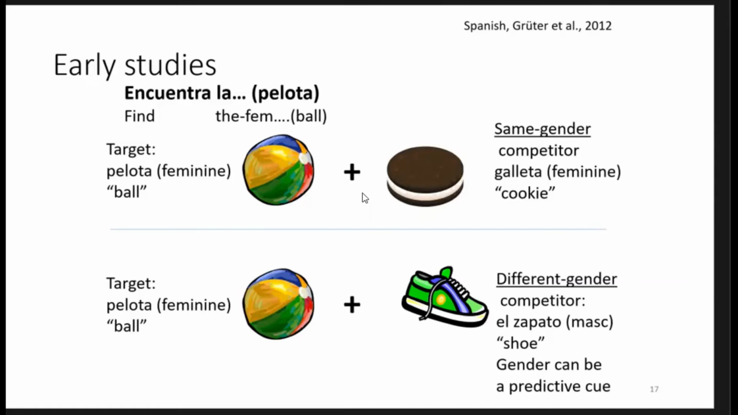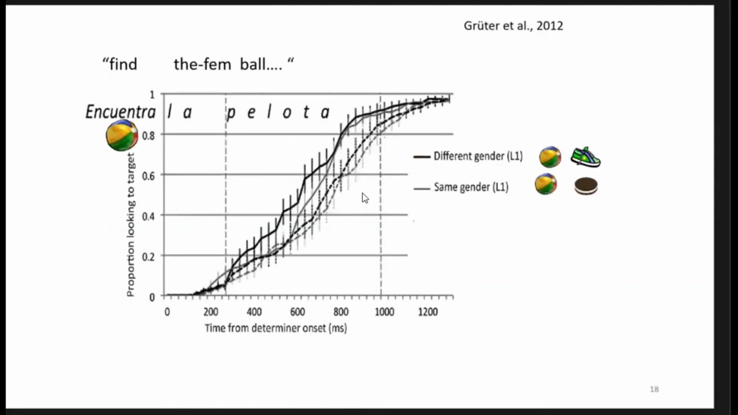So because one of the objects is masculine and one is feminine, that determiner will allow you to select the object in advance of hearing the word pelota. And that's indeed what they find. This is a little bit of a difficult graph, but time unfolds on the x-axis, and the first dotted vertical line is where the critical word starts.